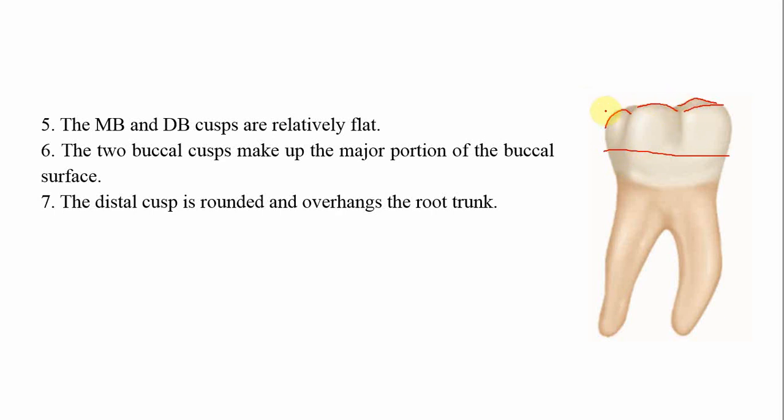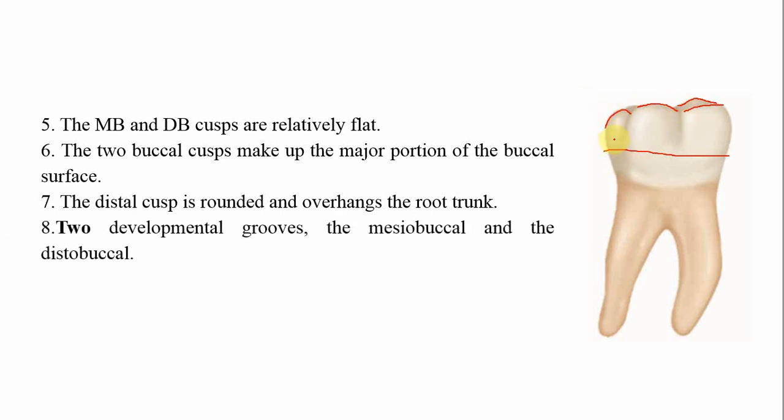These 3 cusps are separated by 2 developmental grooves. The mesiobuccal groove, which serves as a line of demarcation between the mesiobuccal cusp and the distobuccal cusp, and the distobuccal groove, which acts as a line of demarcation between the distobuccal cusp and the distal cusp. The mesiobuccal groove is the shortest of the 2 and usually ends in the buccal pit. So at the end of the mesiobuccal groove there is the buccal pit.